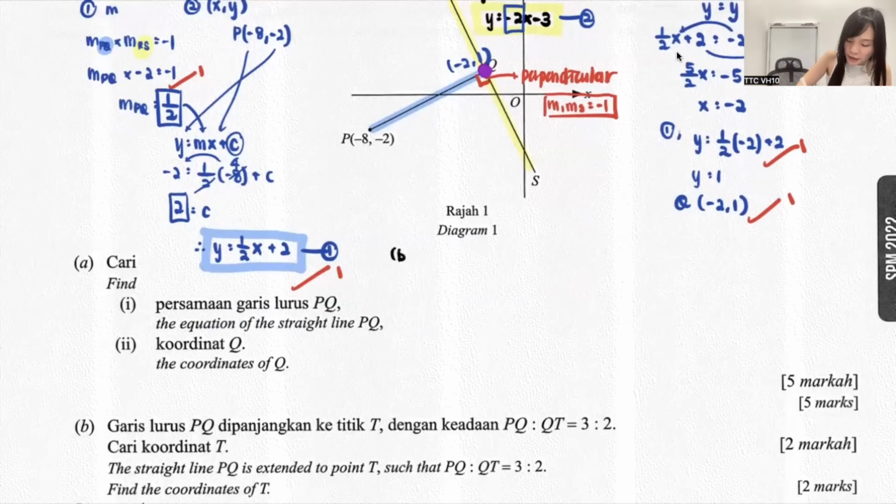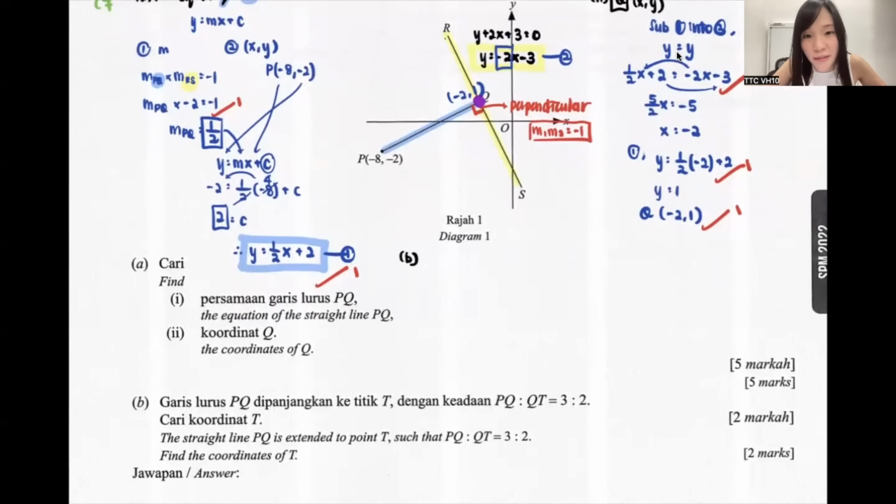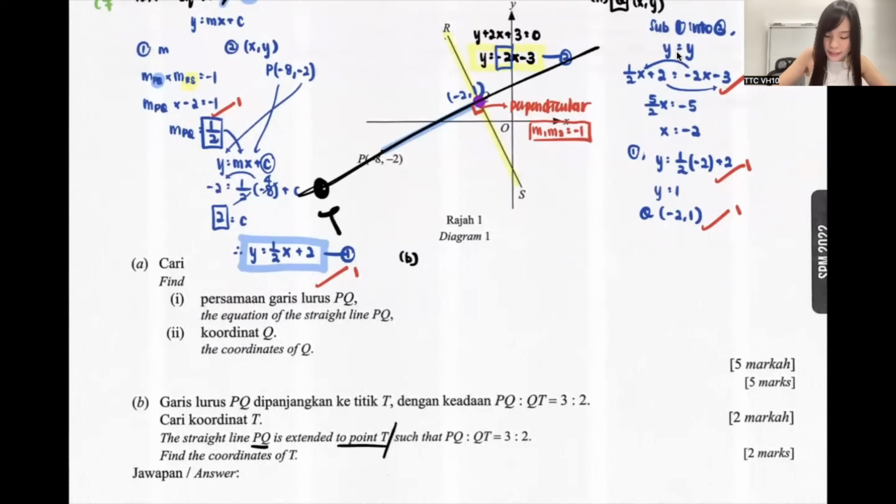Let's move on. B. B, they say what? The straight line PQ is extended to T. Actually, they never draw you the T, right? Never mind, draw yourself. So where is the T, left? Listen to how they say it. They say PQ extended to T. So definitely it's on this line. Okay? You think where is the T? Left side or right side?